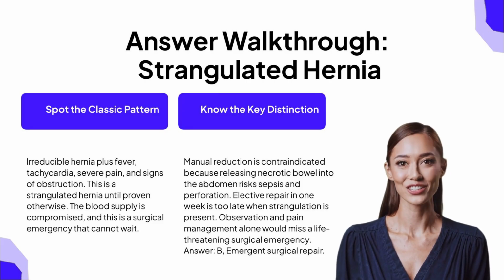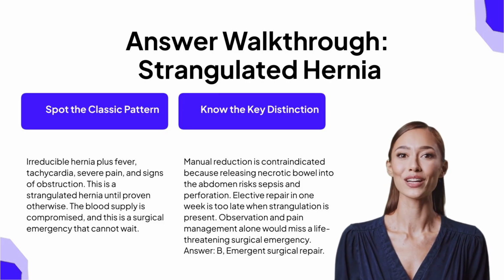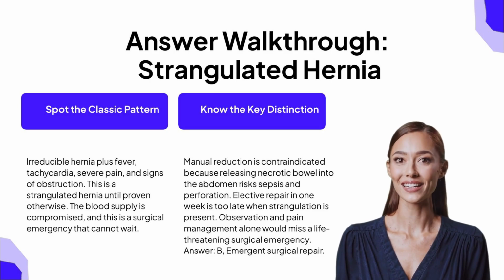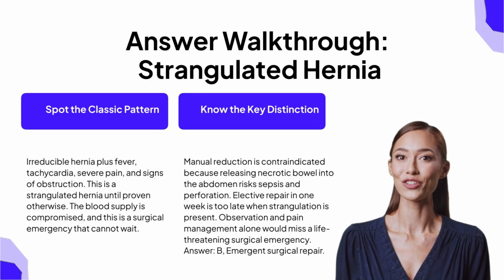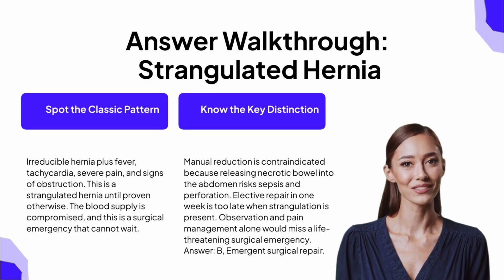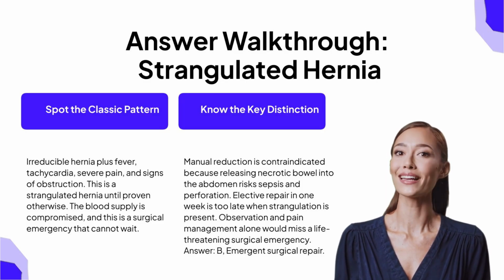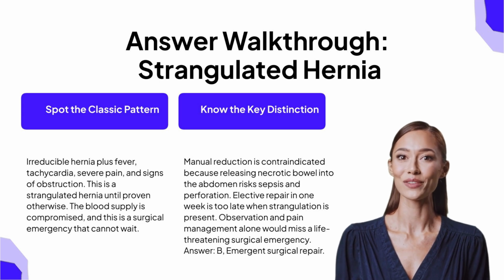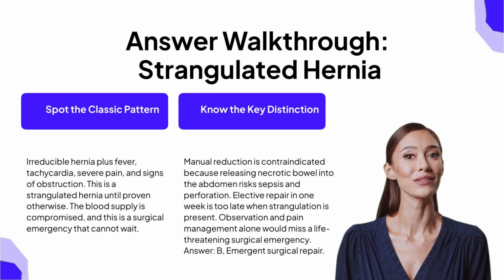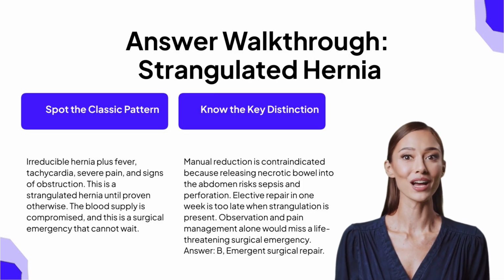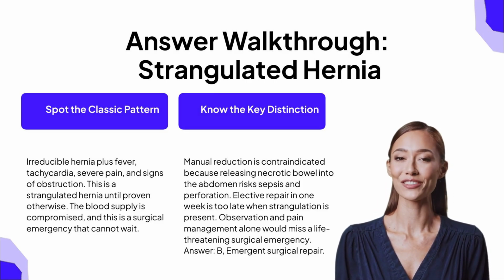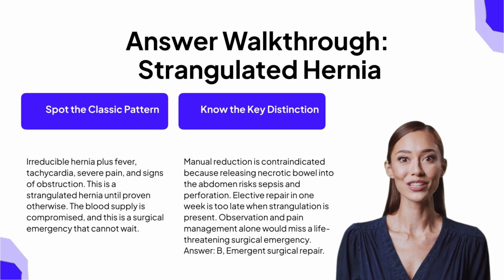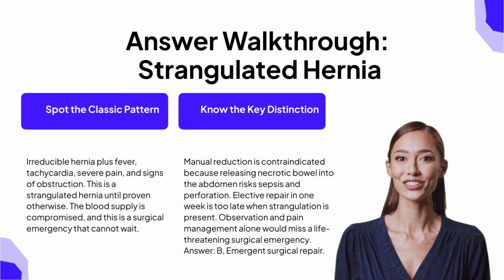Now know the key distinction. Choice A, manual reduction at bedside, is contraindicated in a strangulated hernia. If you reduce necrotic bowel back into the abdomen, you risk perforation and sepsis, which can be fatal. Choice C, elective surgical repair within 1 week, is far too late. A strangulated hernia can progress to bowel necrosis and death within hours. Choice D, observation and pain management, would miss a life-threatening surgical emergency. The correct answer is B, emergent surgical repair.